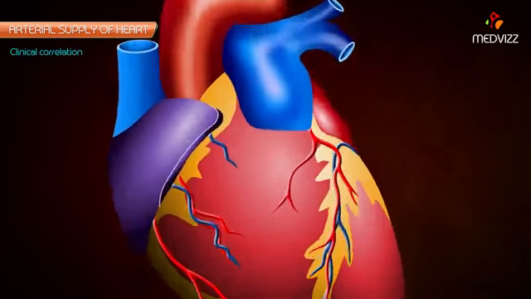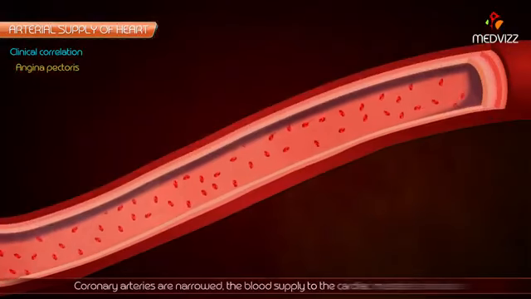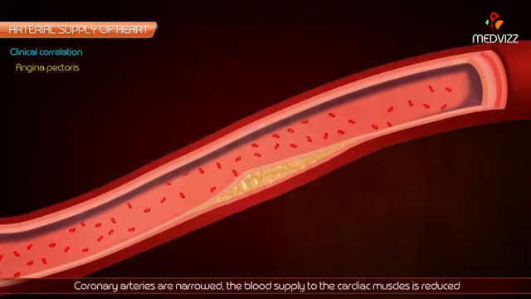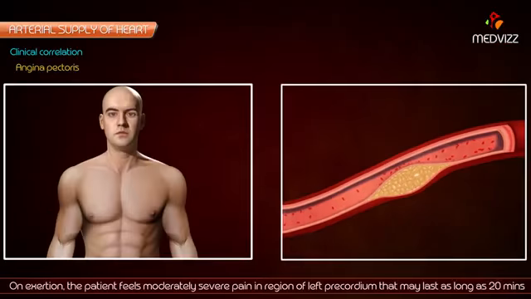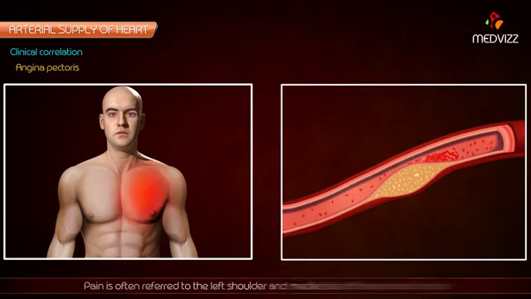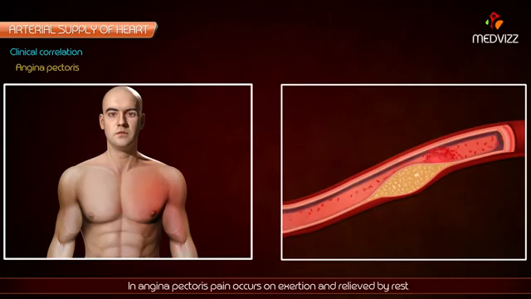Clinical correlation. Angina pectoris. If the coronary arteries are narrowed, the blood supply to the cardiac muscles is reduced. As a result, on exertion, the patient feels moderately severe pain in the region of left precordium that may last as long as 20 minutes. The pain is often referred to the left shoulder and medial side of the arm and forearm. In angina pectoris, pain occurs on exertion and relieved by rest. This is because the coronary arteries are so narrowed that ischemia of cardiac muscle occurs only on exertion.